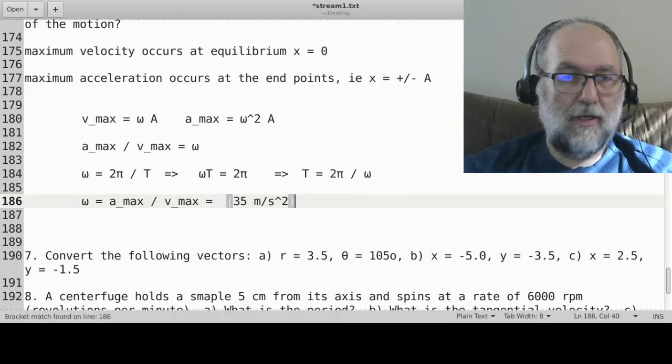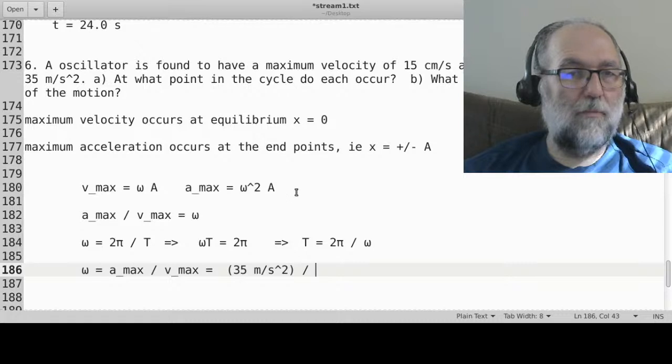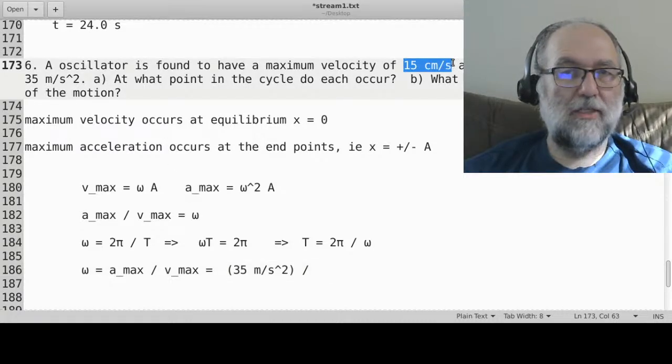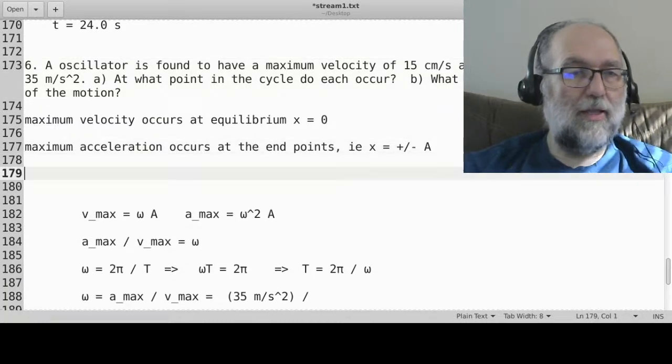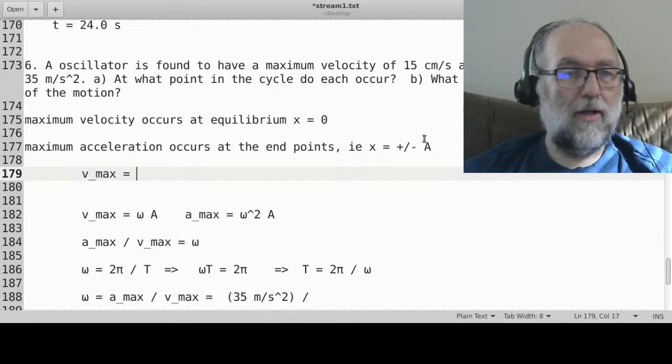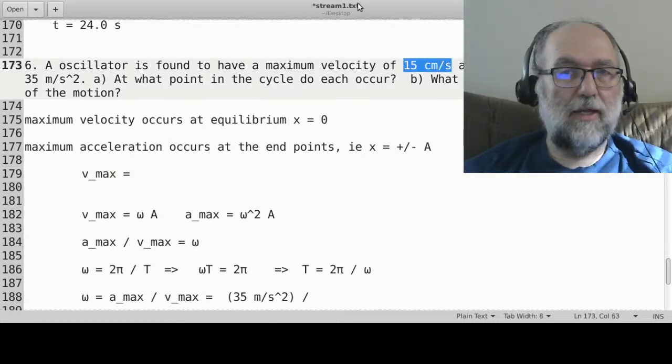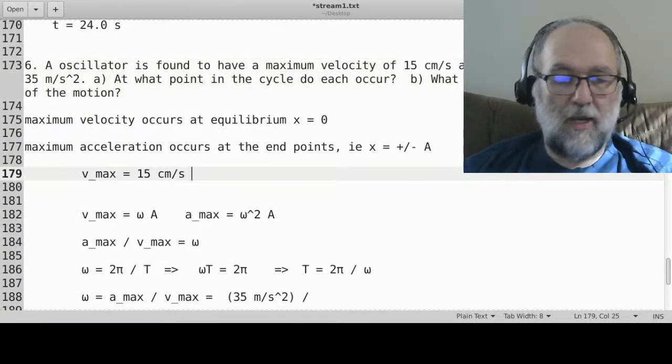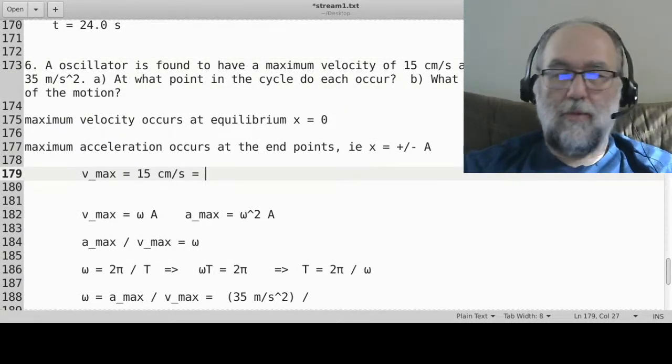Divided by Vmax, and you have to be careful because what did I say here? Vmax is 15 centimeters per second. So maybe before we do anything else, we should convert Vmax from 15 centimeters per second to meters per second. Remember there's 100 centimeters in a meter, so divide by 100.